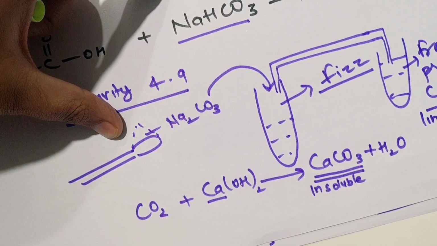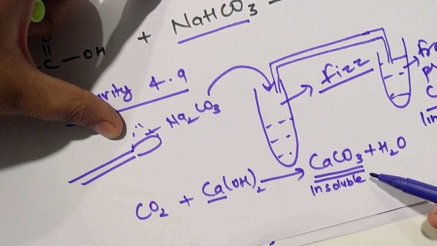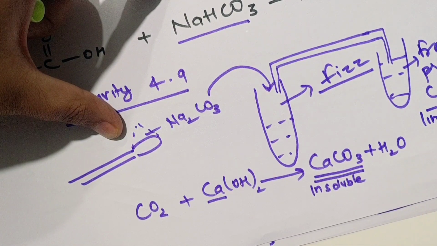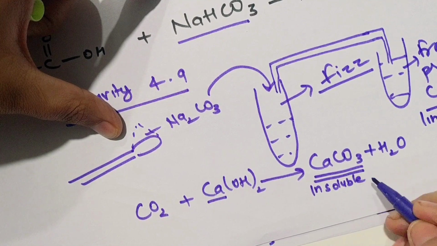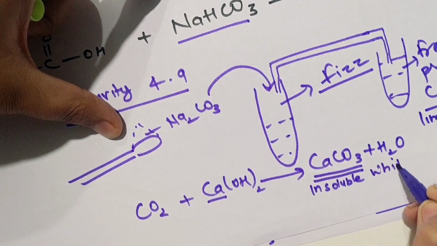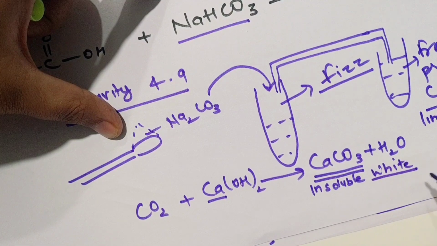But the thing is, it's not a very heavy precipitate. It's a very light precipitate, low density precipitate. So it would not settle down like other precipitates. It would remain suspended. When it remains suspended, it would give the appearance of milkiness. It's a white, insoluble solid, okay, which does not settle down, remains suspended. Therefore, it gives the appearance of milkiness.